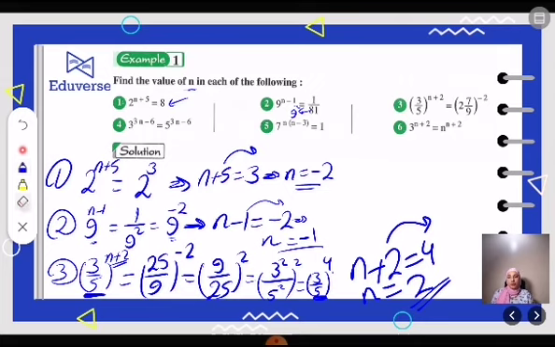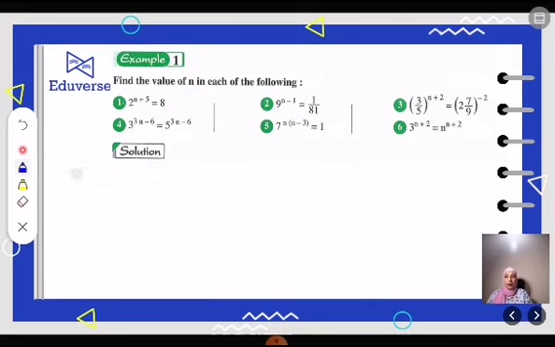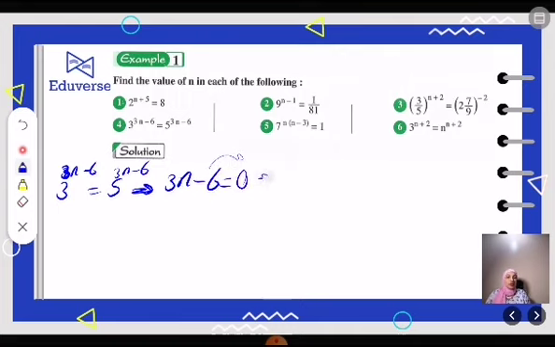Let's see example number 4. We have here 3 to the power 3n minus 6 equals 5 to the power 3n minus 6. Okay, as we said, since the two bases are not the same, then of course the power will be 0. Get the 6 outside. We have now 3n equals 6. Divide by 3. Then n will be 2. Number 5. This is number 4 here.